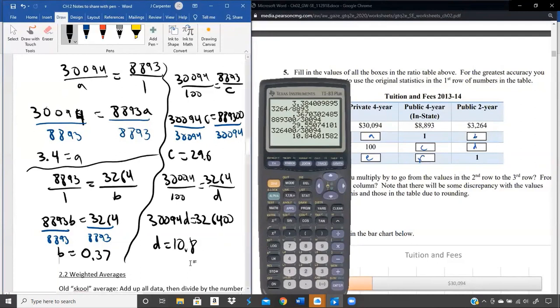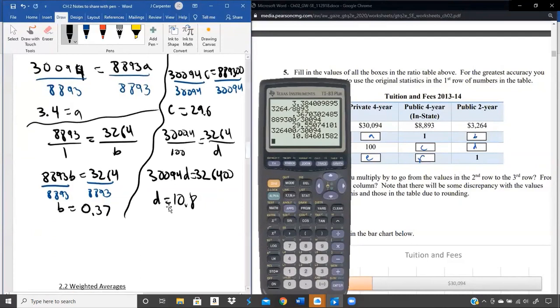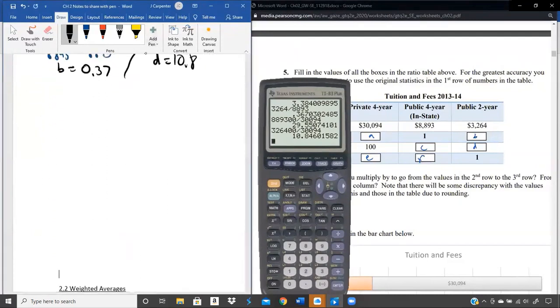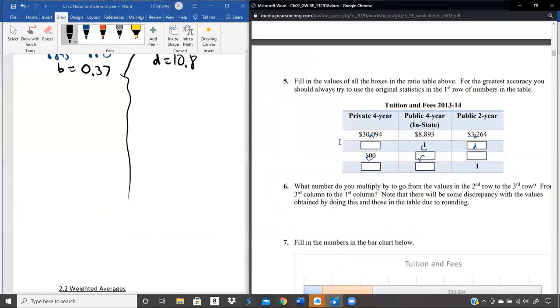E and F, very similar. To get E, I'm going to draw a box around this whole thing. So the numbers I'll use, the corners are the 30,000, the 3,200, the E box, and the 1.